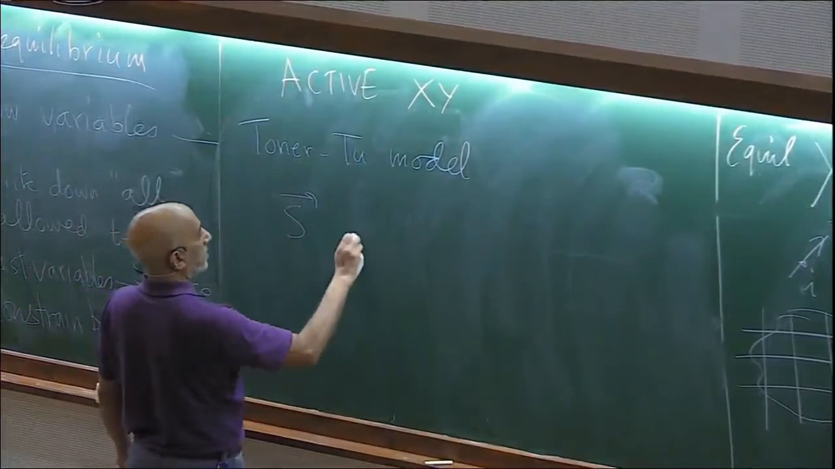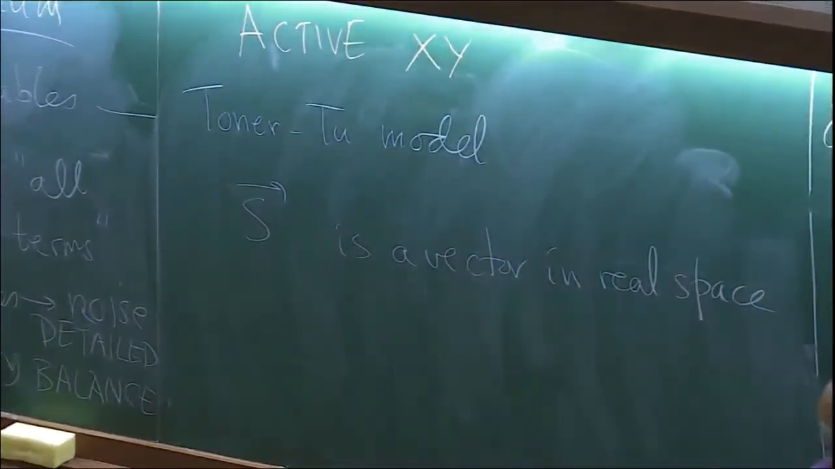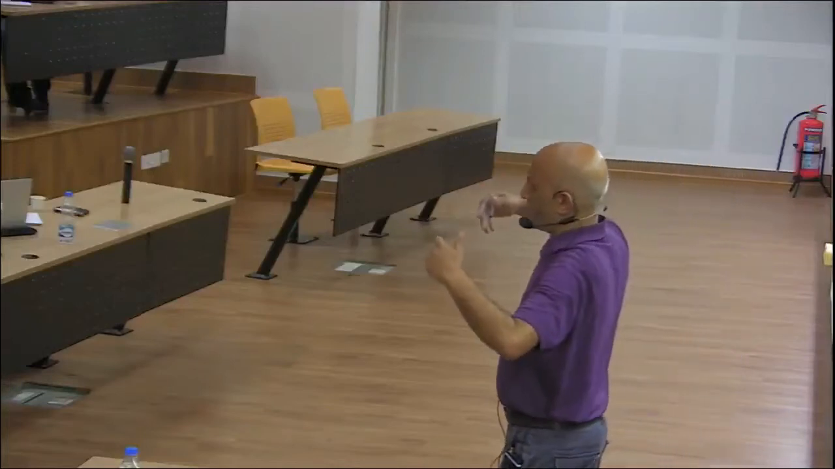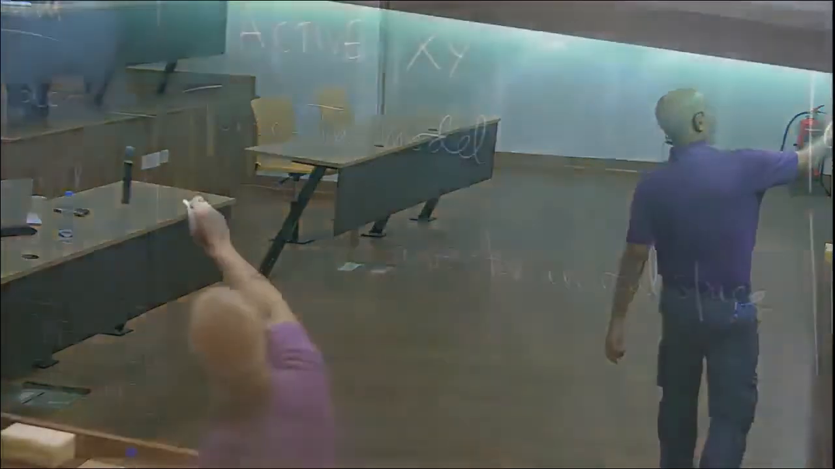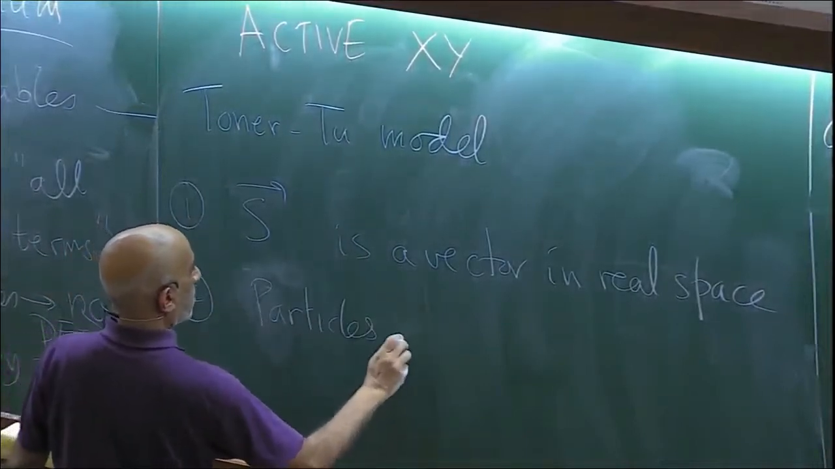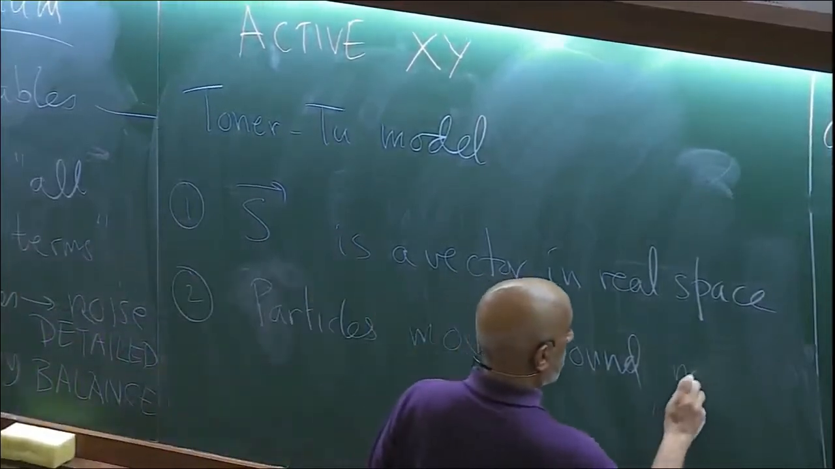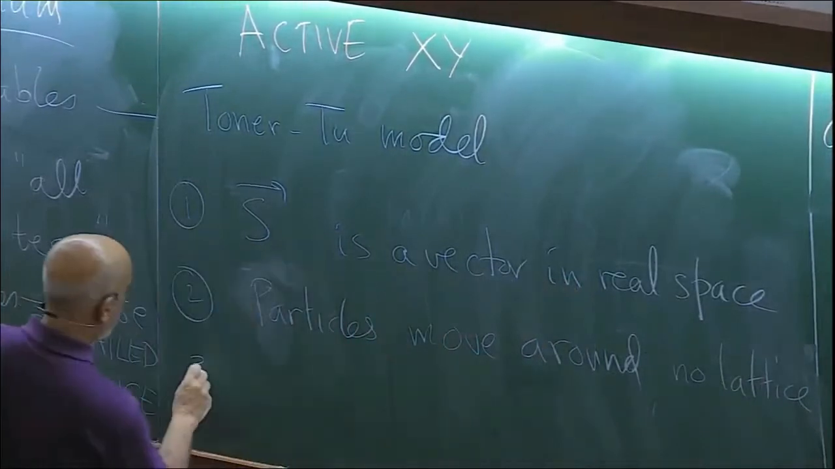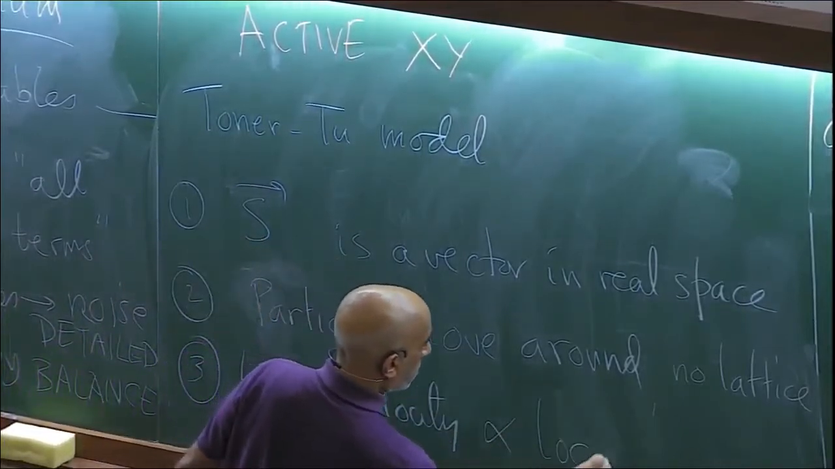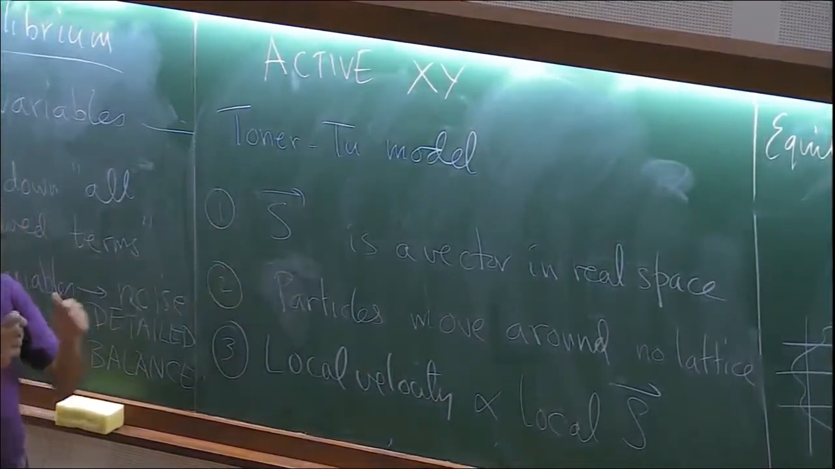Okay, S in the standard renditions of the XY or Heisenberg model, you think of this in the simplest cases as a vector pointing in some internal space. So it's really a vector pointing in real space. Second, it's not on a fixed lattice. There's no lattice, okay? Third, actually, I should say more. S is a vector in real space. There are particles. It's not just a bunch of spins.